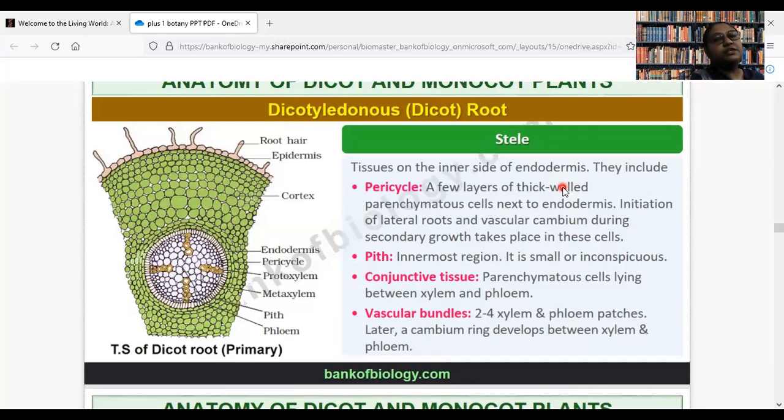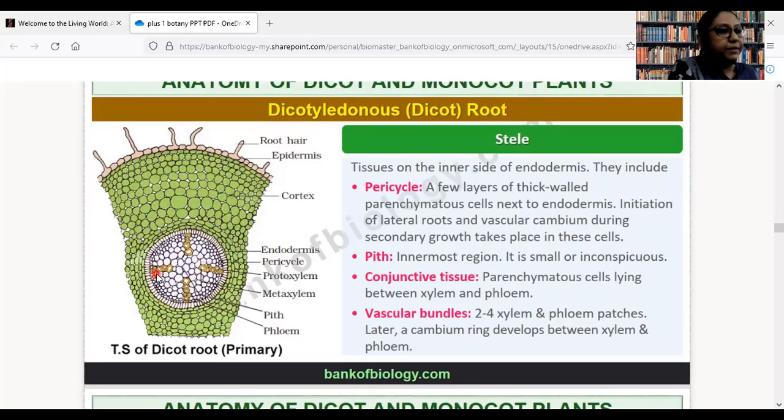Many a time students get confused about vascular bundle and stele. Vascular bundle is a part of stele which has xylem and phloem. But xylem and phloem cannot be suspended in air. They require some kind of support. So stele will include pericycle, just below endodermis, a few layers of thick walled parenchyma is there. They are forming the pericycle.